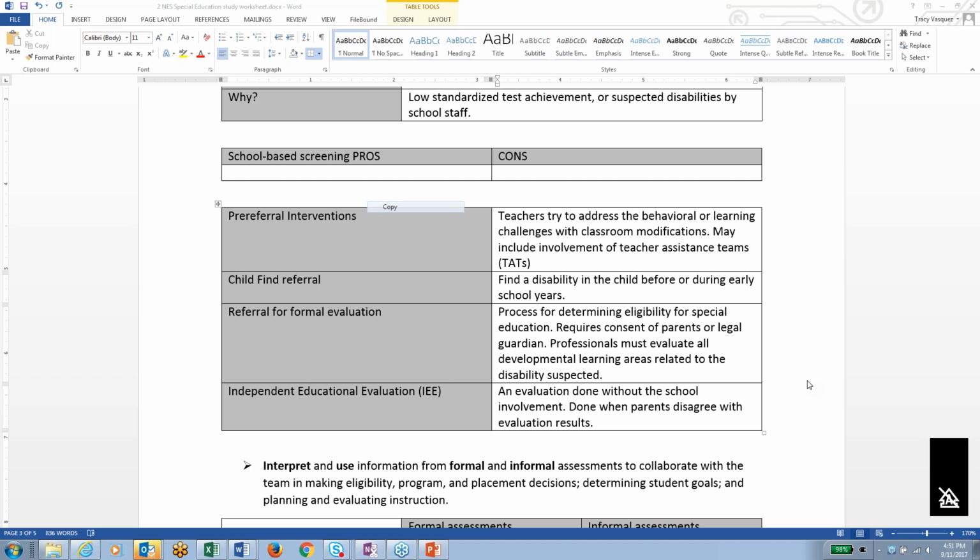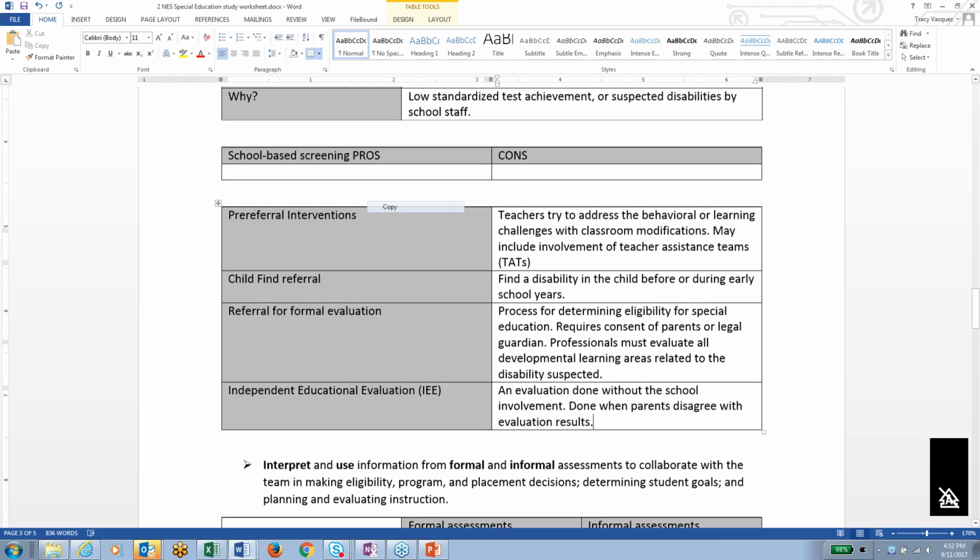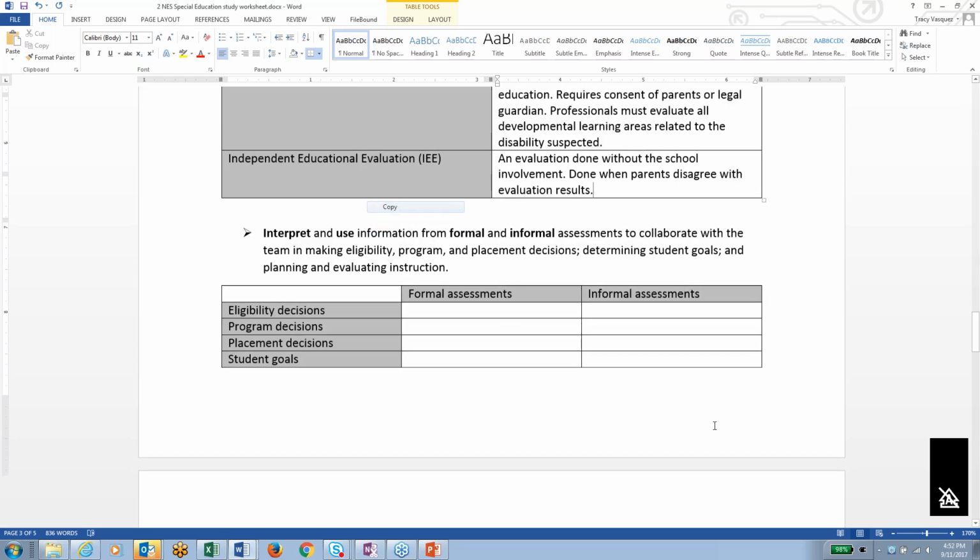And this is permitted under IDEA, that parents do have this right. And if the child is found eligible for special education related to these services, the IEP team must then meet within 30 calendar days to determine eligibility and write the IEP. Okay, let's go on.